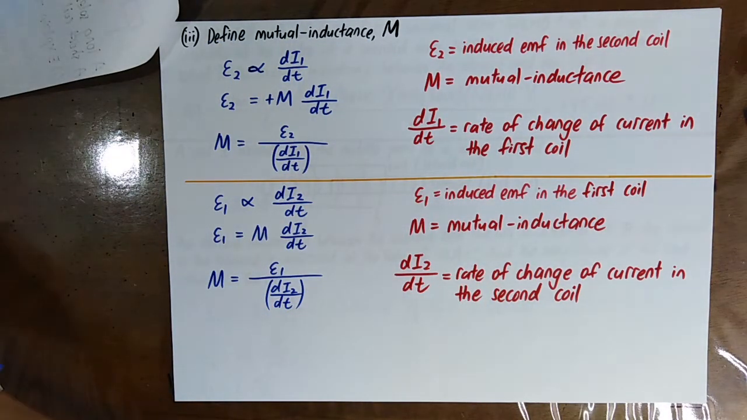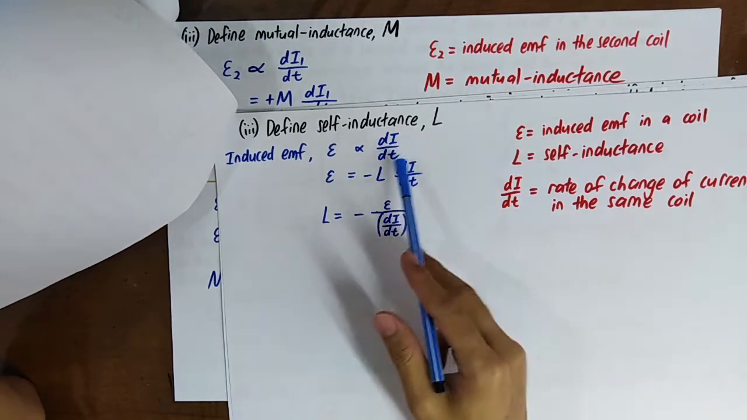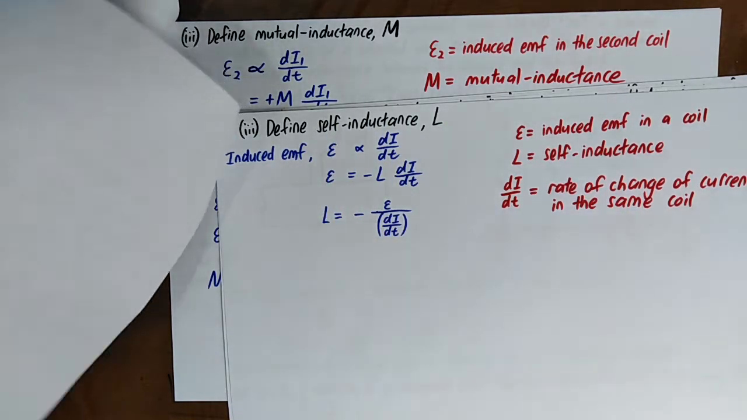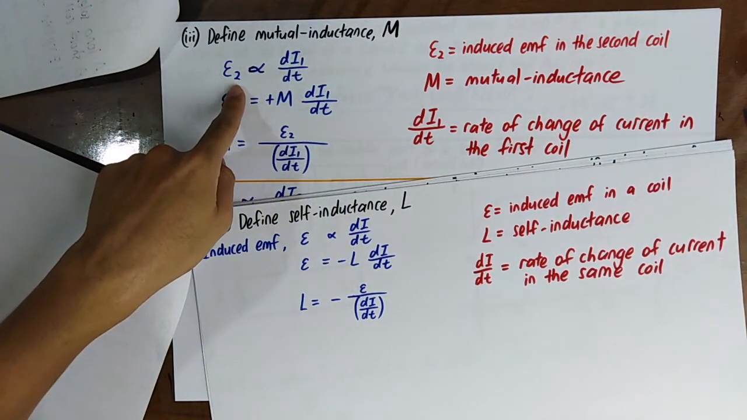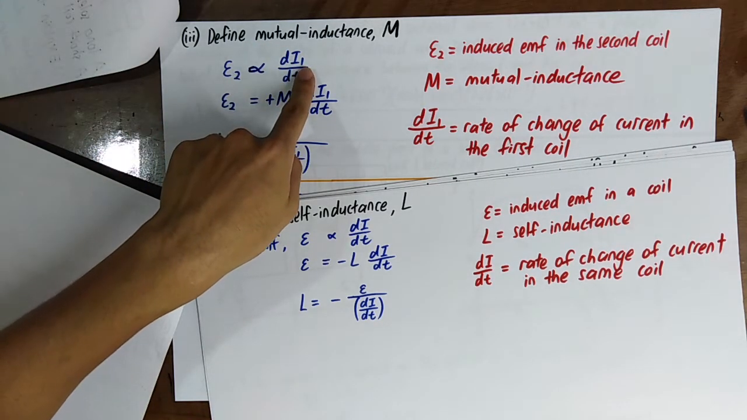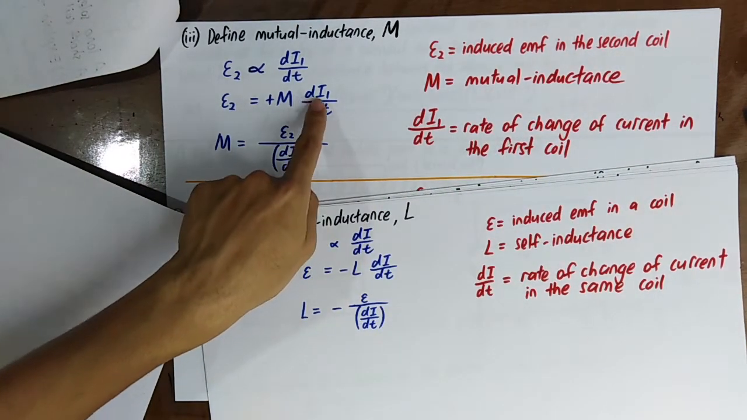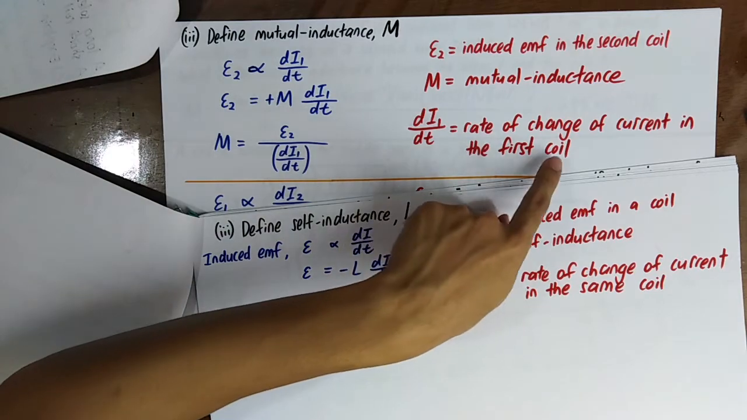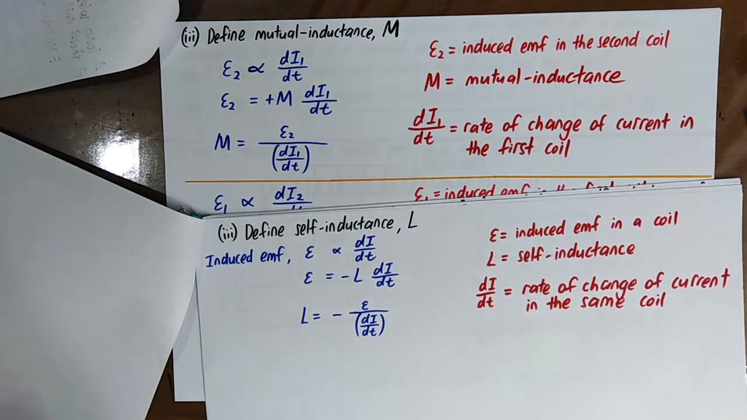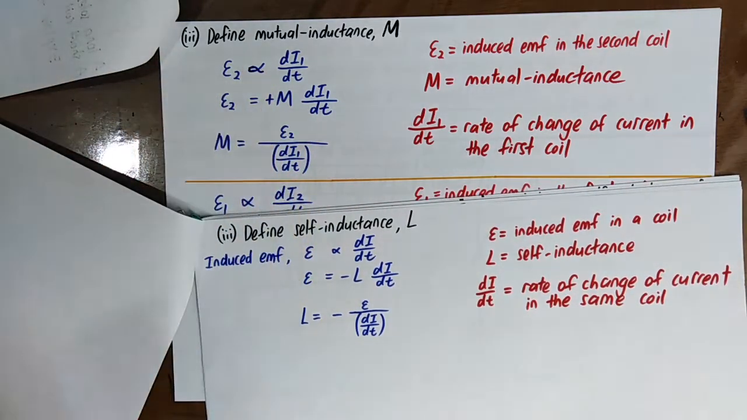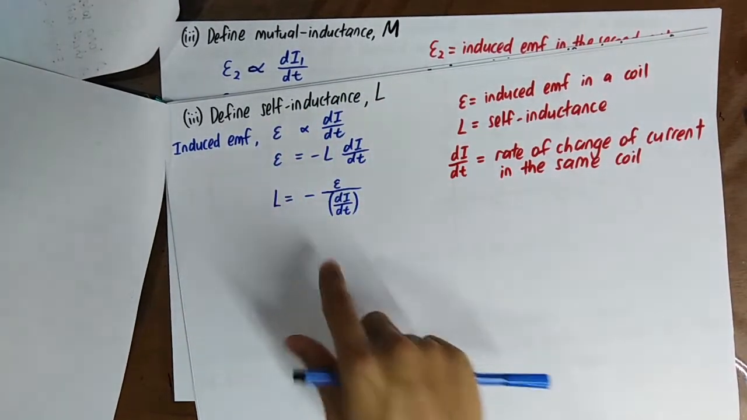Just now, when you wanted to define self-inductance, this would be your answer. But when it comes to mutual inductance M, notice that I use E2 and I1. E2 is the induced EMF in the second coil, and I1 is the current in the first coil, so dI1/dt is the rate of change of current in the first coil. This is mutual inductance because it involves two different coils. I don't have to label so much in self-inductance because it involves the same coil.